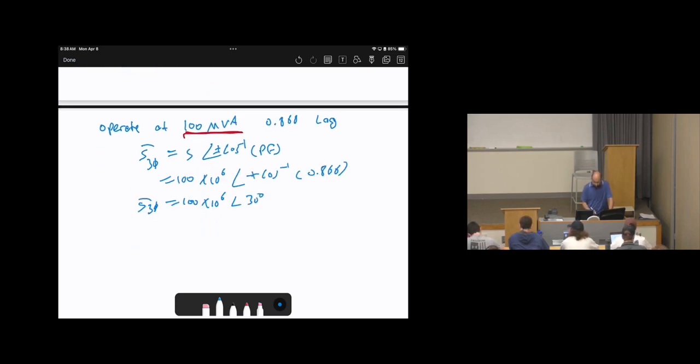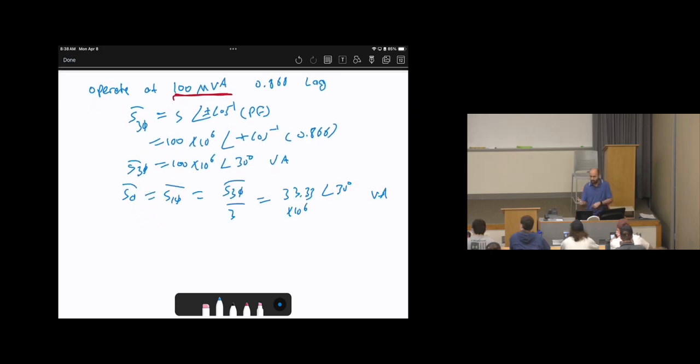Now, let's calculate the single phase, because we're looking at phase A. For phase A, the power of single phase will be the power of three phase divided by 3. So it will be 33.33 angle 30 degrees times 10 power 6 volt amperes. This is the power of single phase. Now we can take this benefit. We know the power, we know the voltage VA, we know SA. So we can find the current easily, because SA equals VA times IA conjugate. As a result, IA will be SA over VA, all of them conjugated.